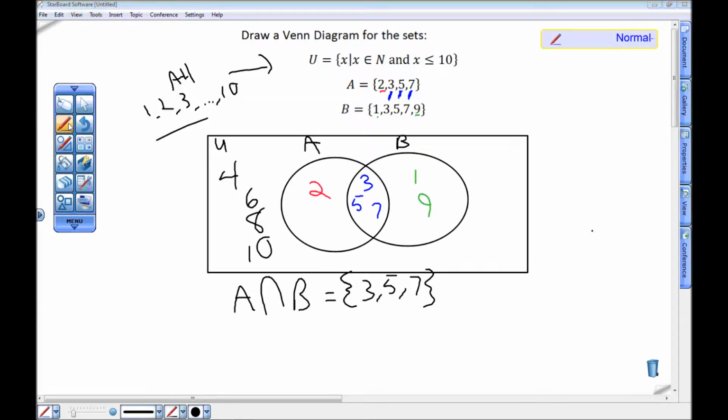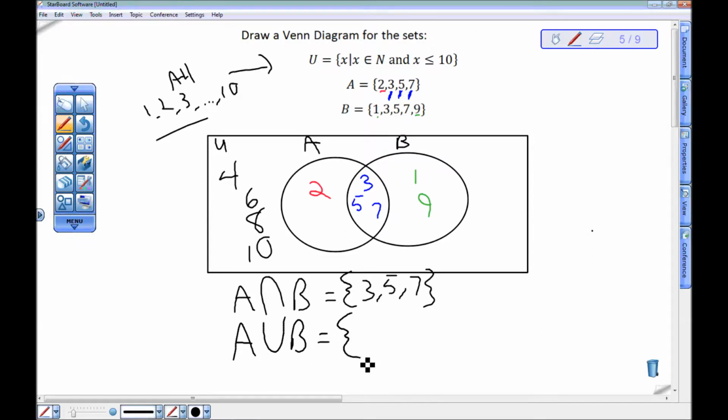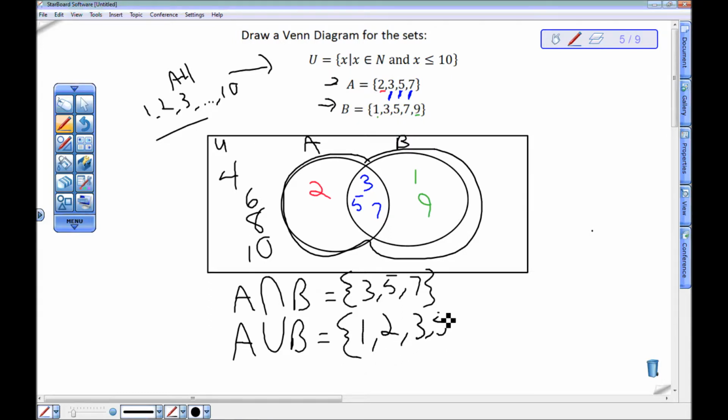Okay, let's look at the union. A union B is everybody that's in one or the other or both of these. So I can either look up here and say, well, A has 2, 3, 5, 7, B has 1, 3, 5, 7, 9. Or if I'm looking for the union and I have a Venn diagram, I can just look at everybody inside of this space. Those are all of the elements that are in either A or B or both. So A union B is 1, 2, 3, 5, 7, 9. That's what's in their union.